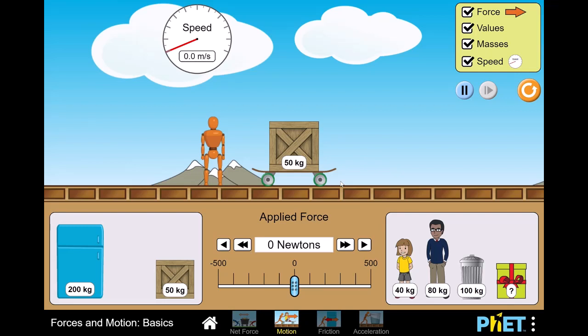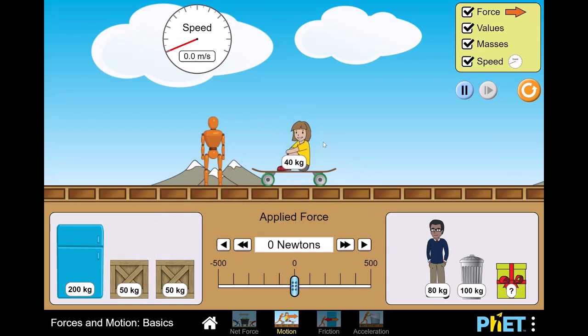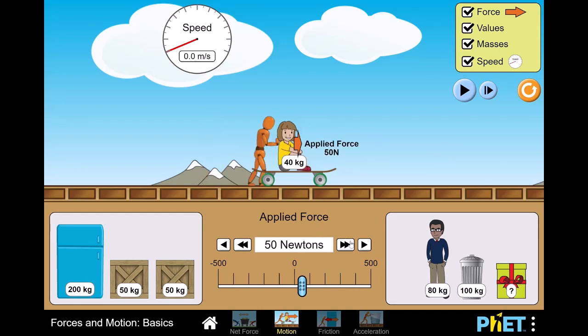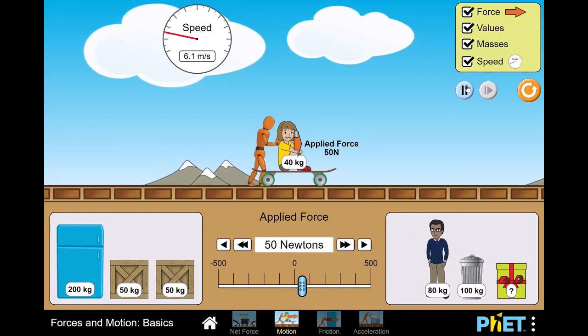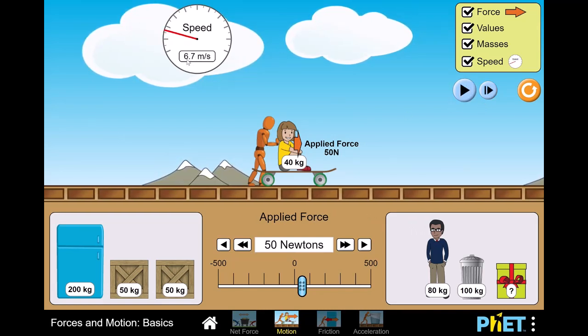Here's an example of the procedure for part A. First, I'll set up my timer for 5 seconds. Next, I will activate all of the values for speed, velocity, and masses. And then I'll select the 40 kilogram girl for the first object. I'll pause the PhET simulation and set the force to 50 newtons. Now I'm ready to start my timer and start the simulation, and once it reaches 5 seconds, I will stop the timer and observe the speed of 6.7 meters per second of the final velocity, and write this down.